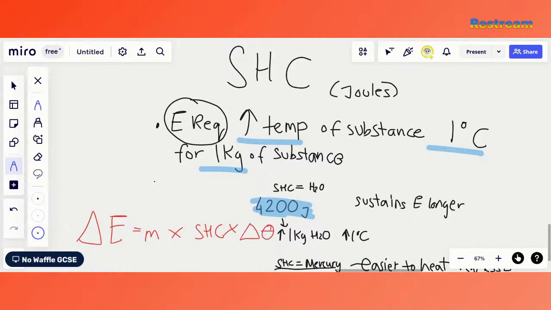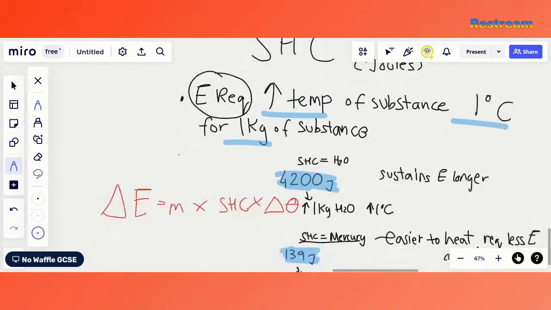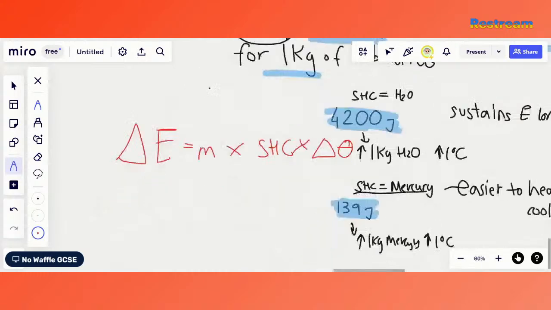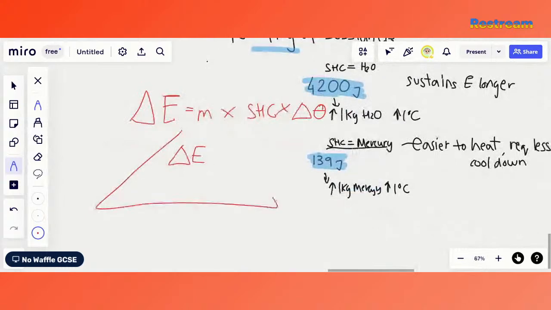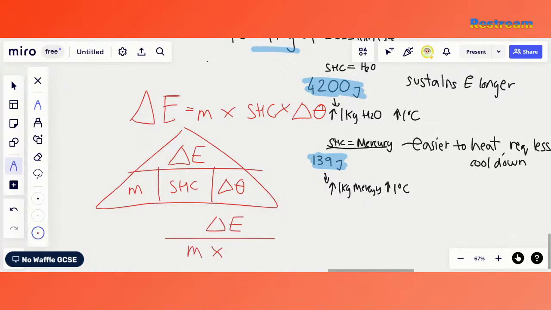By the way, if you didn't know, this triangle means change. So change in whatever value. So therefore, if we were to draw it in a triangle, the change in energy is the mass times the specific heat capacity times the change in temperature. So if you wanted to find the specific heat capacity, you would do the change in energy over the mass times by the change in temperature. But again, you're given this equation, so don't worry.